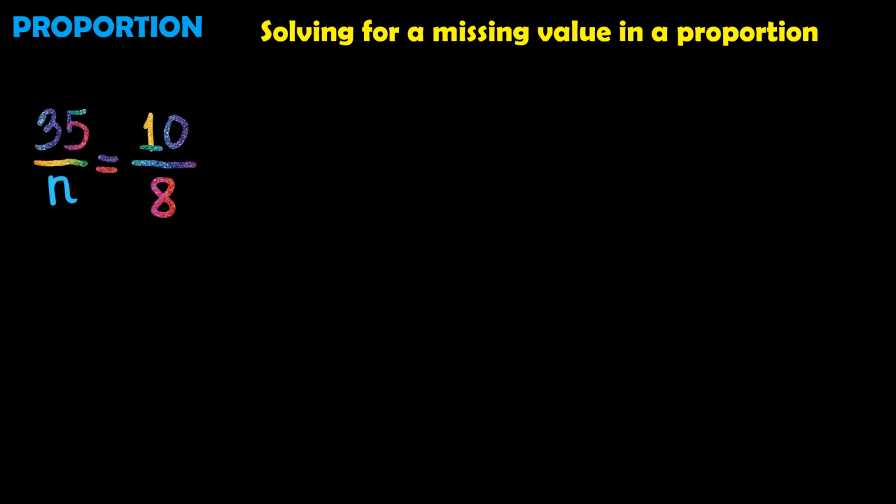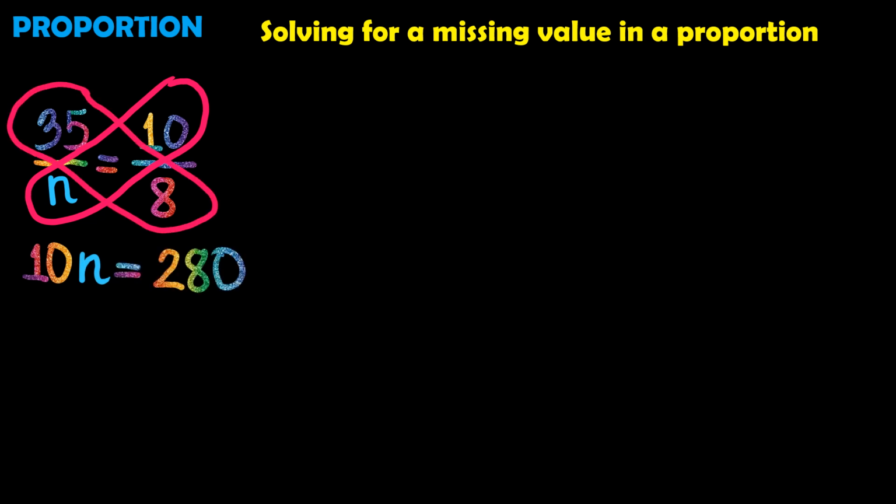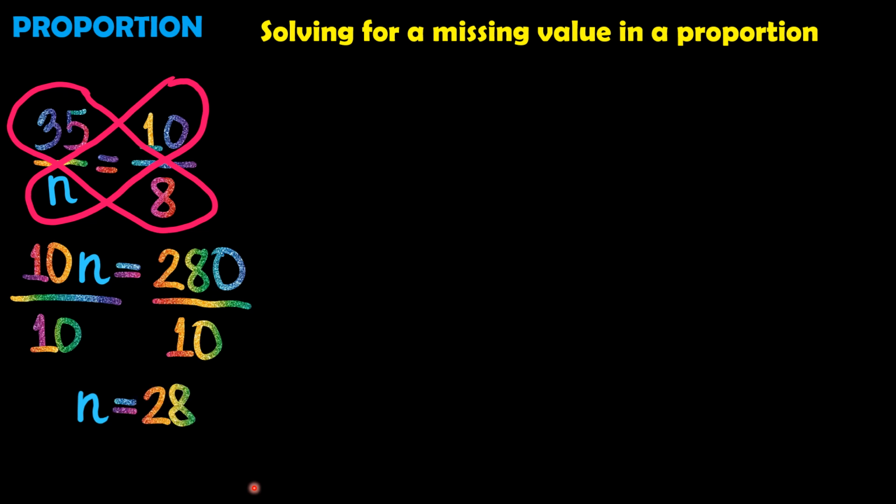Now we have 35 over n equals 10 is to 8. So cross multiply. 10 times n is 10n, and 35 times 8 is 280. Using 10 to divide both sides of the equation, we're going to have 10 divided by 10 is 1, and then copy n. So 1n, or we simply write n, and 280 divided by 10 is 28.